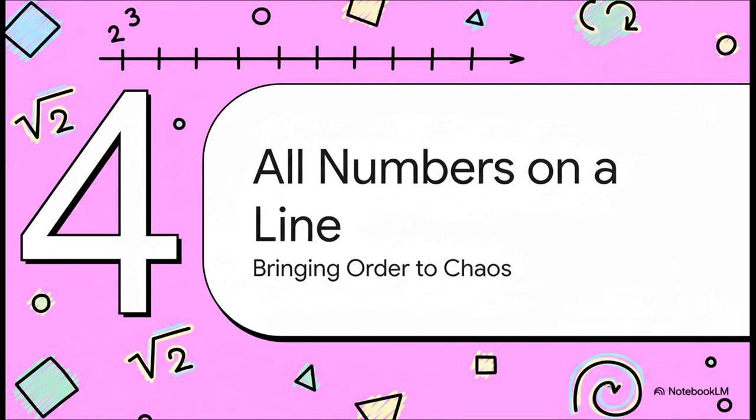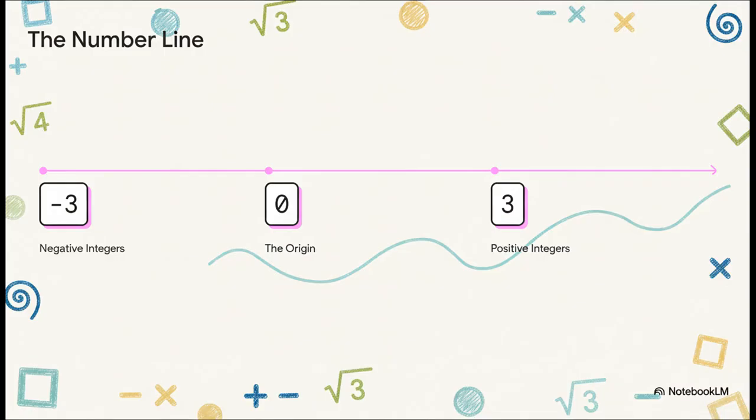How do we bring some order to all this beautiful mathematical chaos? Well, it turns out there's a really simple, elegant tool for that. The number line. It's the ultimate organizer. It's this beautiful visual where every single number we've talked about, natural, whole, integer, rational, and yes, even those wild, crazy irrationals, every single one has its own unique address, a very specific spot on this line.